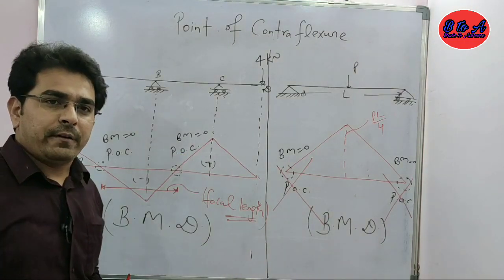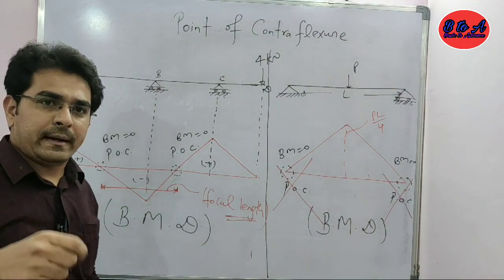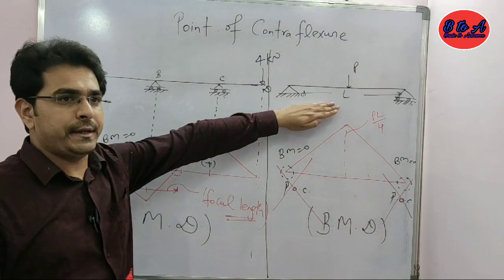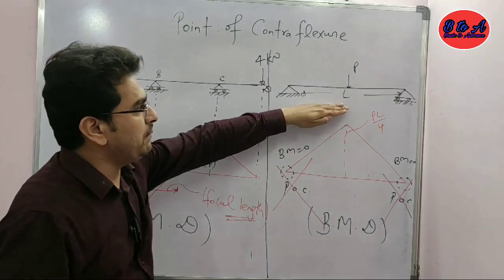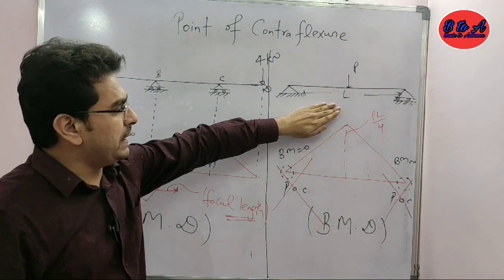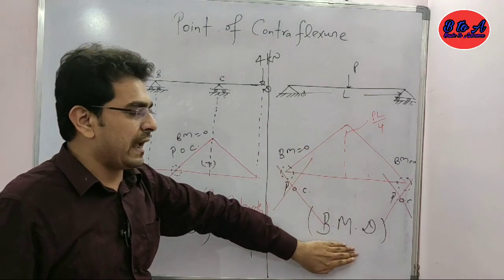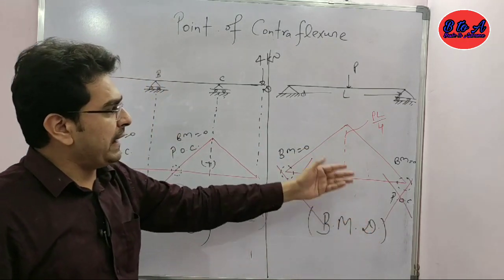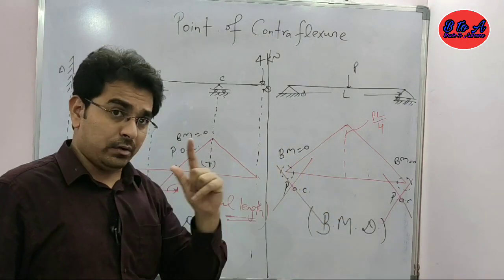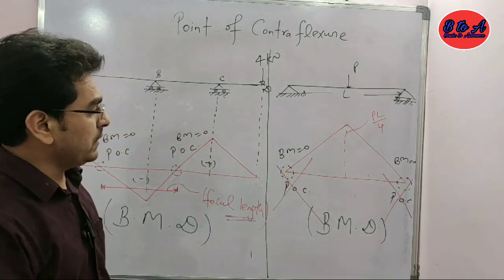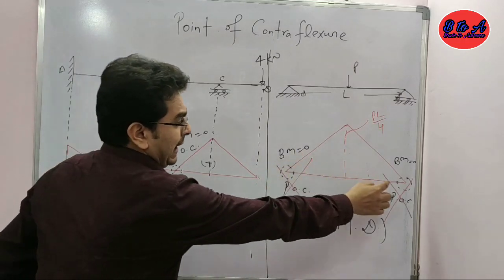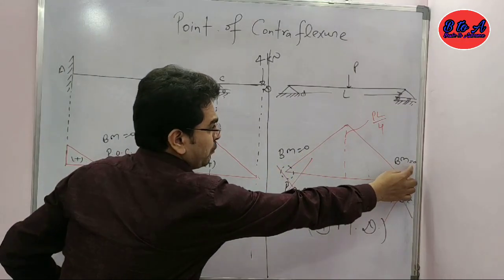Now, point of contraflexure को और बेटर तरीके से समझने के लिए हमने यहाँ पर एक और बीम ड्रॉ की है. This is a simply supported beam having a point load at its center. इस बीम के लिए अगर हम बेंडिंग मोमेंट डायग्राम ड्रॉ करें, then the bending moment diagram for this beam looks like this. Now, in this diagram, here the value of the bending moment is 0 and here the value of the bending moment is 0.